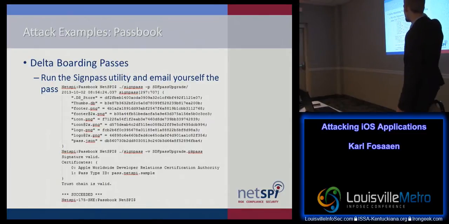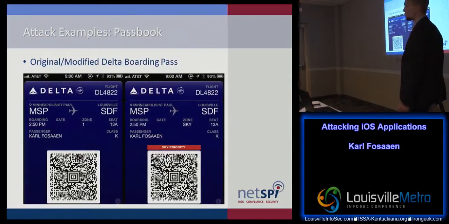./SignPass -p for the directory. You point it at the directory. You can see here I've got the footer images, pass.json. It adds the signature. We do a -v to validate the pass file. It says, hey, you have a pass type ID of pass.netspy.sample. It's all valid. You're good to go. So I email that out to myself, and there we go.